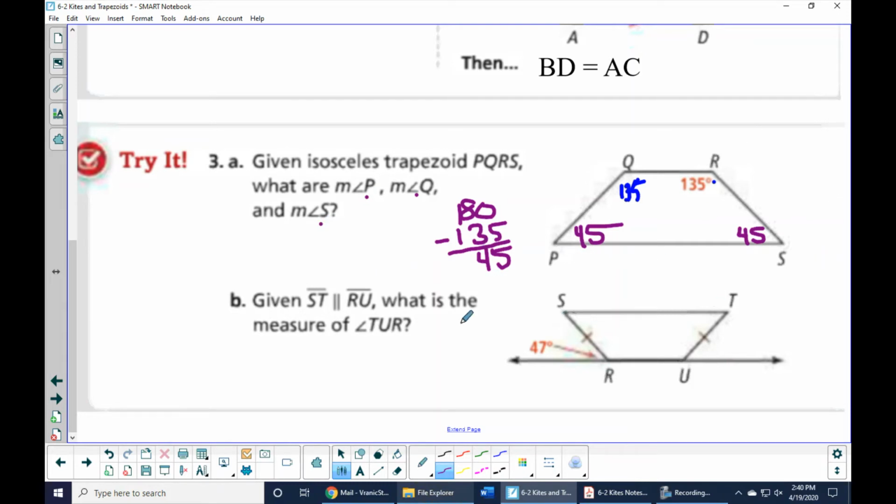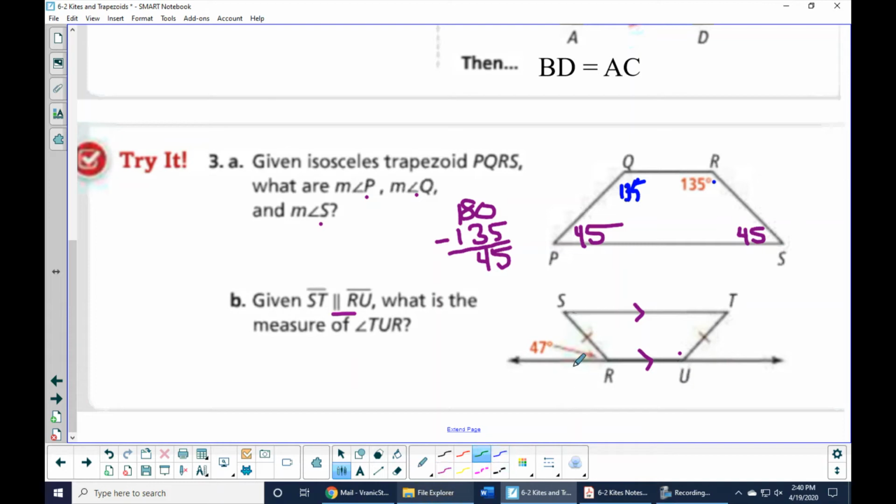Okay, next part, it asks if we assume that ST and RU are parallel. That's what that symbol means, and the only reason they tell us that is to make sure that we know that it is a trapezoid. What is the measure of angle TUR? TUR, that's right inside of here.